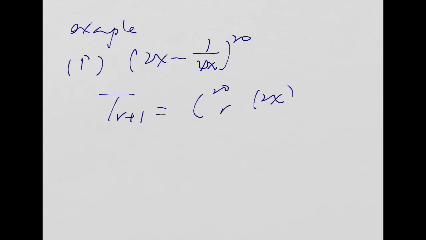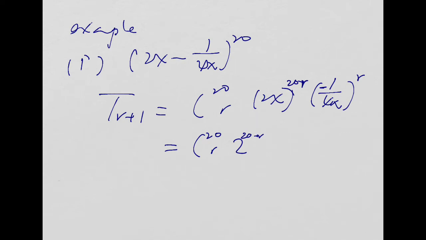20 choose r, 2x to the power 20 minus r, 1 over 4x to the power r, with a minus here. So, this is to test you how good are you in algebra, okay? How good are you in algebra? If you are not good in algebra, you are screwed, man. This sort of question, you'll never get the answer. Can tell you that 20 choose r multiplied by the index of 2 and x. It's not 2 and x, it's the index. Remember, huh? Okay, you always make this mistake.